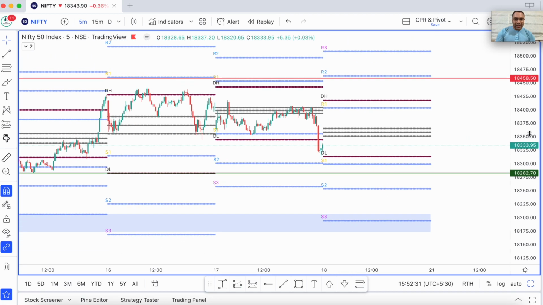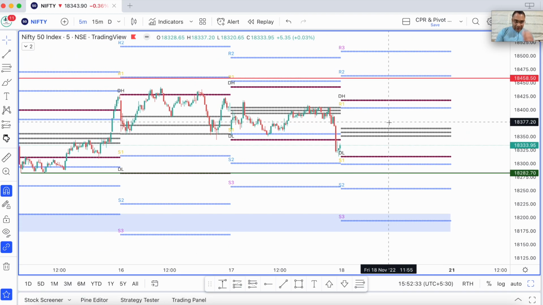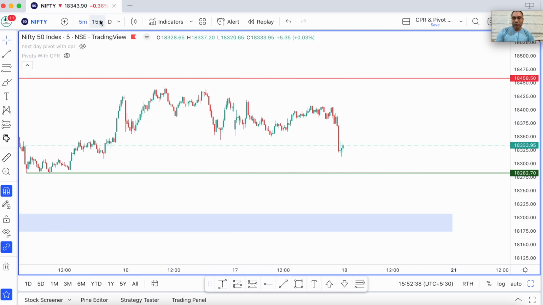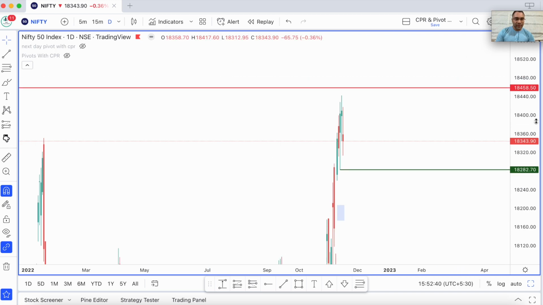And what else do we have here? Do we have a supply zone here? So let's see that on the daily time frame. Let's go to a higher time frame analysis.